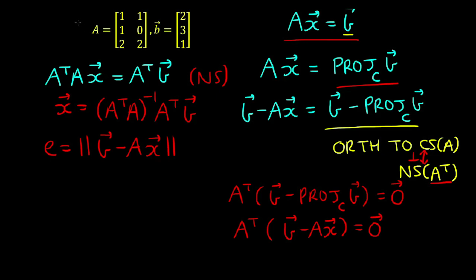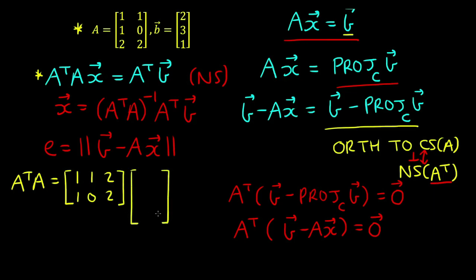So for example, given this matrix A, we can first calculate A transpose A. So A transpose is 1, 1, 2, 1, 0, 2, and then we multiply this by the matrix A.